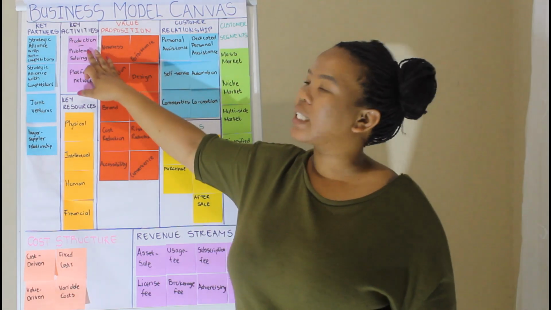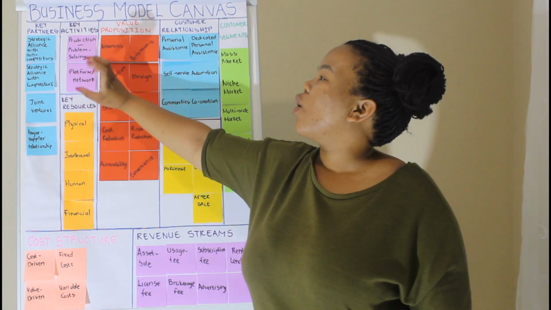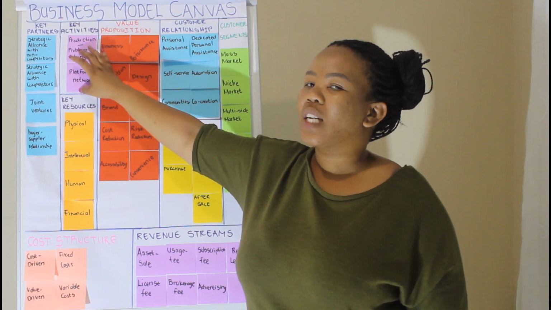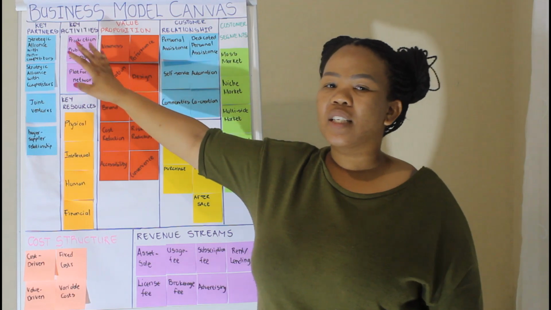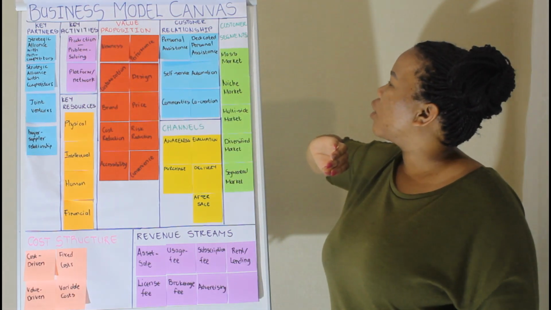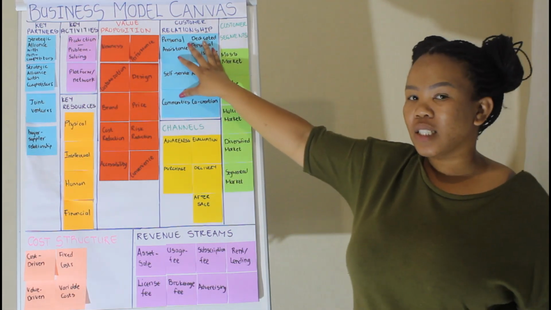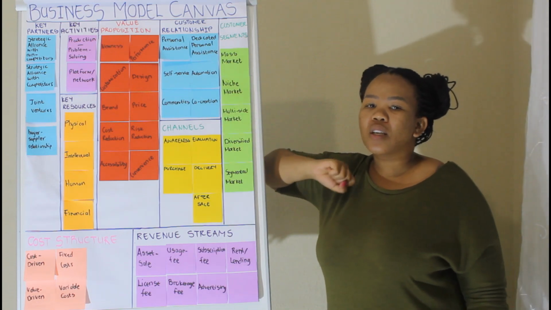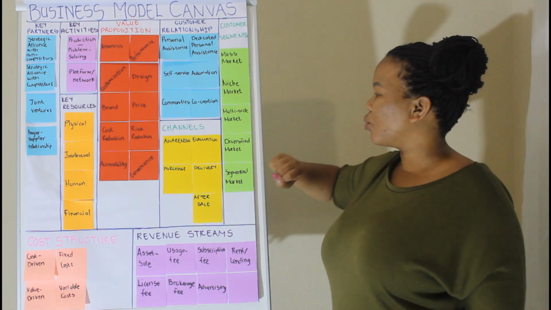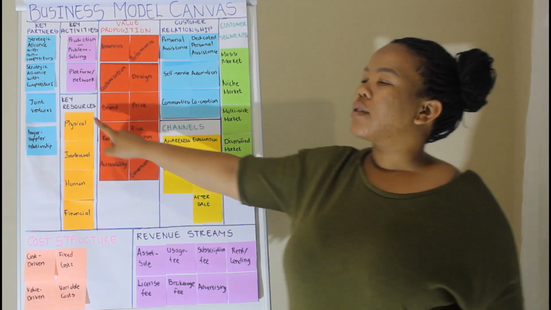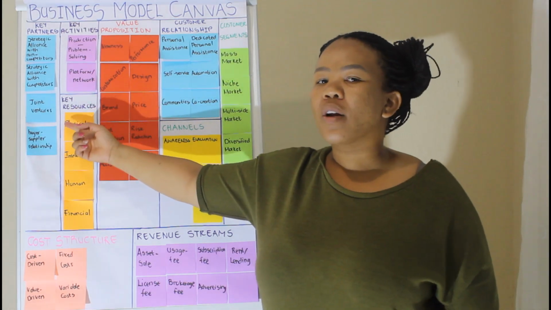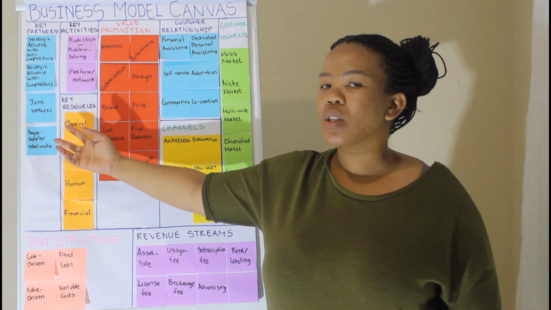Then you've got key activities. You basically ask yourself, what are the most important activities that I need to perform to deliver value? What are the most important activities that I need to do in order to build and maintain customer relationships? What are the key activities that I need to do in order to reach my customers through these channels?